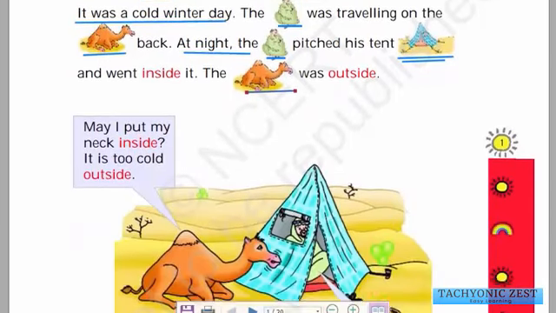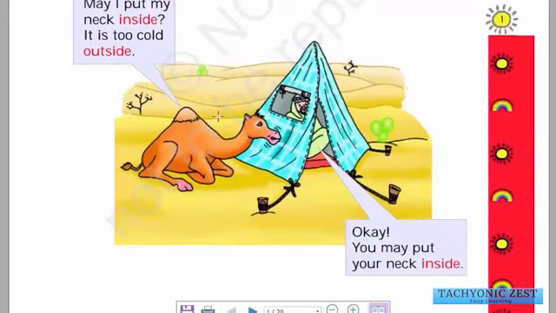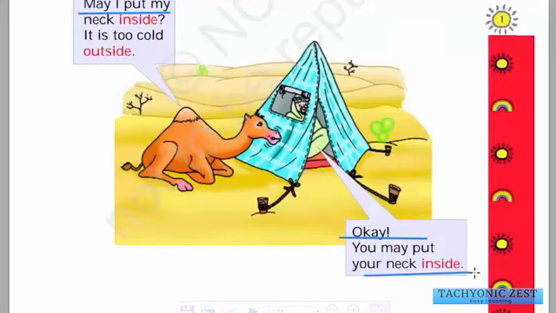Then what happens? Then the camel, see, this is the picture of a camel. This is the picture of a tent, and inside the tent, as we can see here, this Arab is sitting inside the tent. So the camel asks the Arab, "May I put my neck inside? It is too cold outside." So the camel asks the Arab if he could put his neck inside the tent. The Arab, who is sitting inside this tent, replies, "Okay, you may put your neck inside," which means the Arab says to the camel that yes, you can put your neck inside the tent.